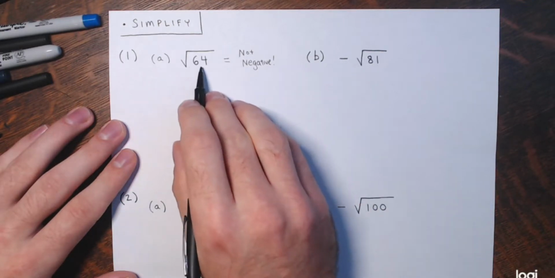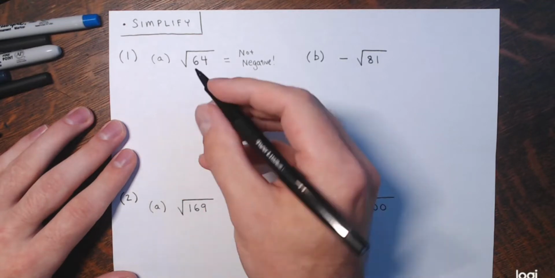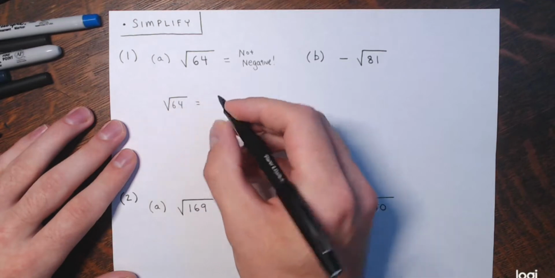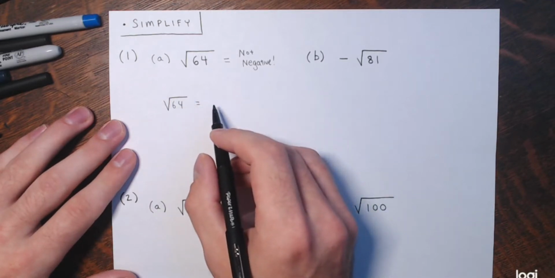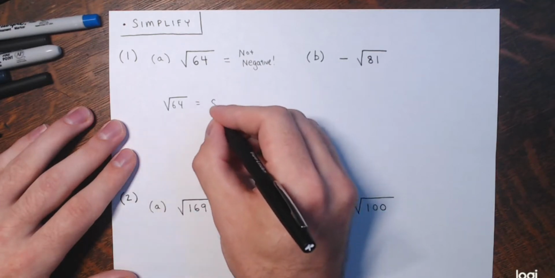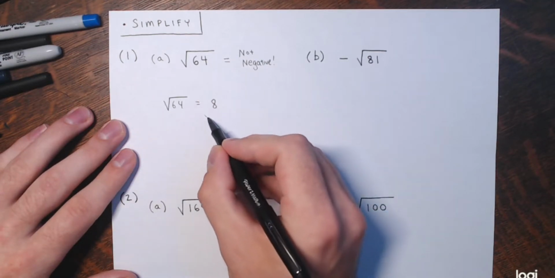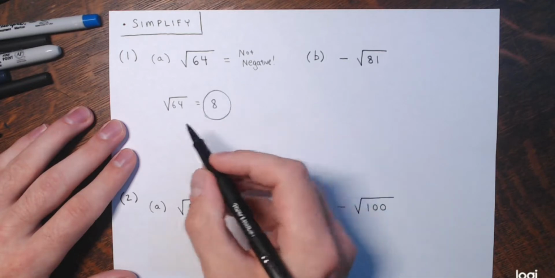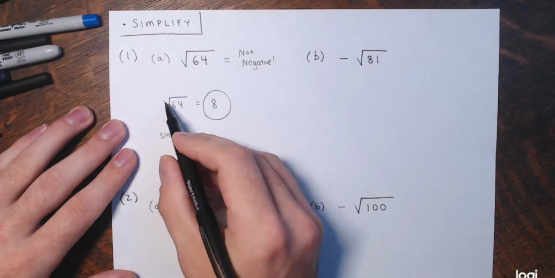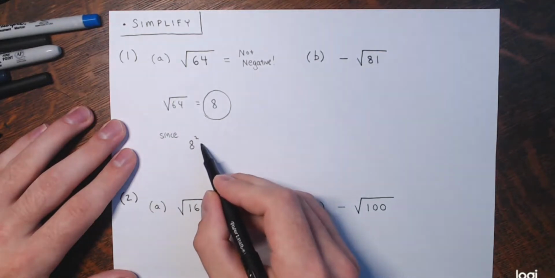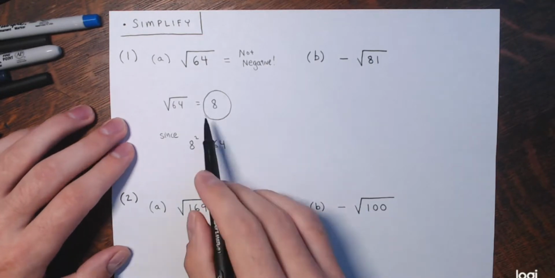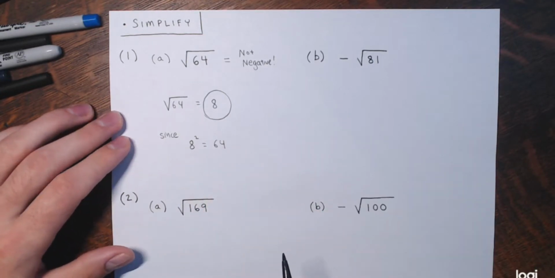So what is the positive square root of 64? Again, you're just thinking of what number to the second power would give me 64, and that would be 8. So the answer is 8 here. And that's because 8 to the second power is 64. 8 is a square root of 64, but the answer is positive 8.